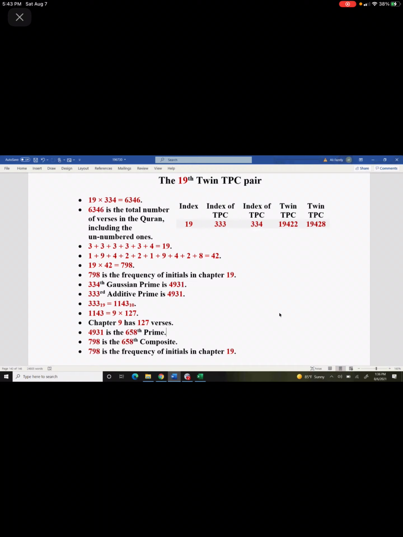First thing that comes up: 19 times 334 is 6346, and that's the number of verses in the Quran, including the unnumbered ones. The non-numbered Bismillah, there are 112 of them.